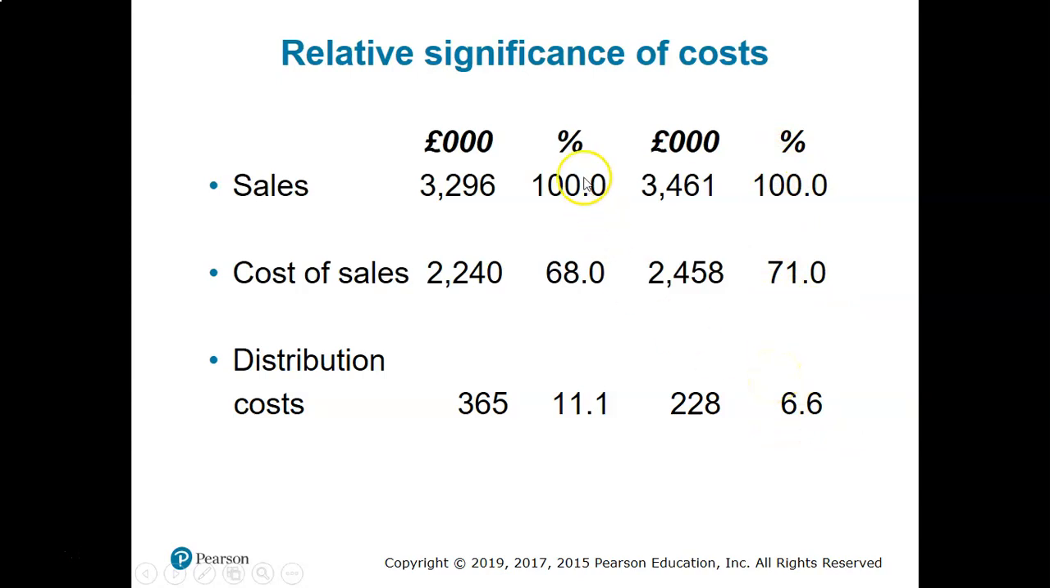So this is how we can see the significance: from sales, what percentage is the cost of sales, in terms of sales, right? And in the next year, what can we see? We can see the cost of sales significantly increased and distribution costs significantly decreased in terms of percentage, if you compare between the years and see the significance of the cost in that particular year.